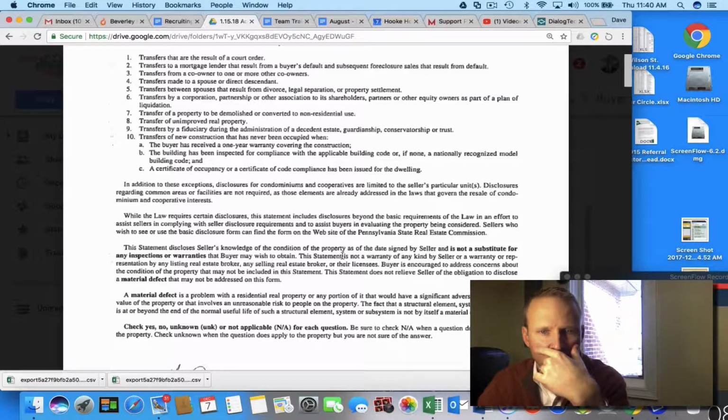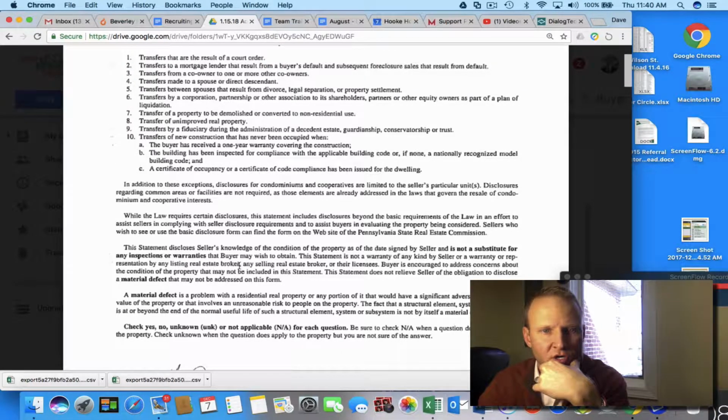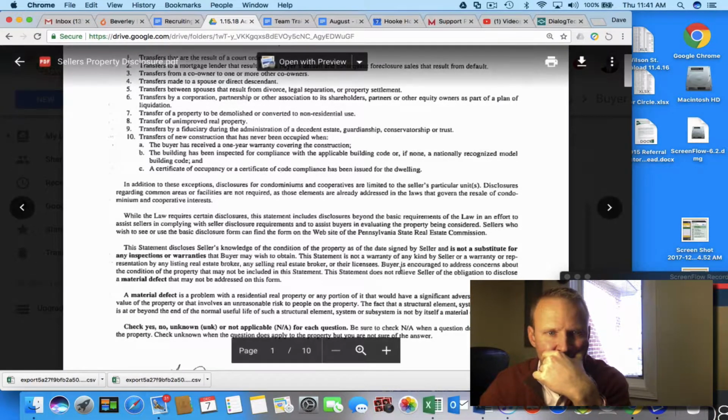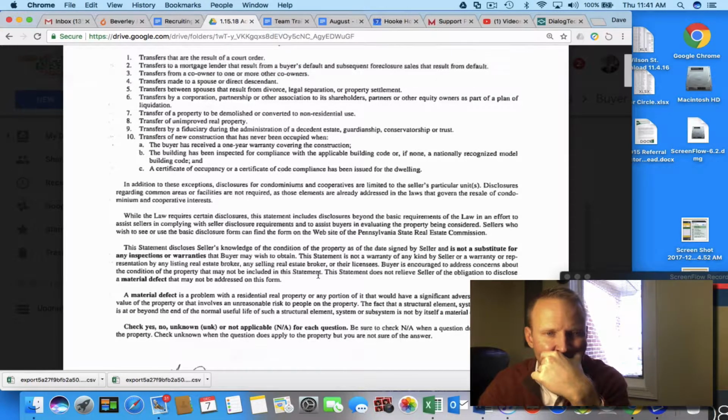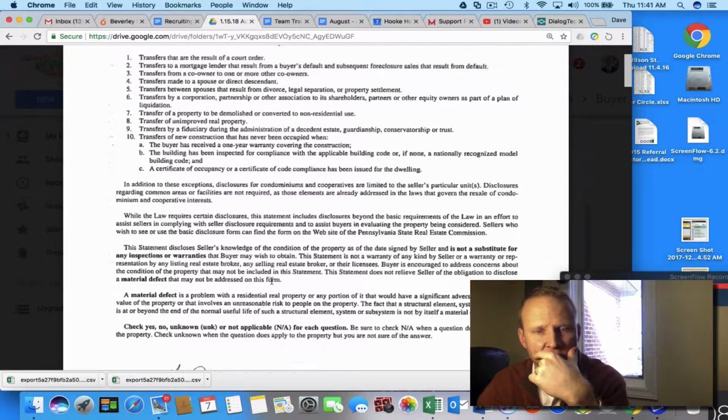This statement discloses the seller's knowledge of the condition of the property as of the date signed by the seller. It is not a substitute for inspections or warranties the buyer may wish to obtain. The statement is not a warranty of any kind by the seller or a warranty or representation by any listing broker or any selling real estate broker or their licensees. Buyers are encouraged to address concerns about the condition of the property that may not be included in this statement.